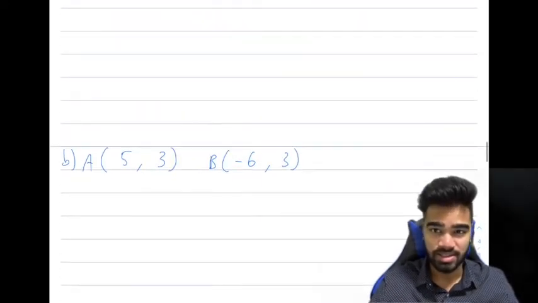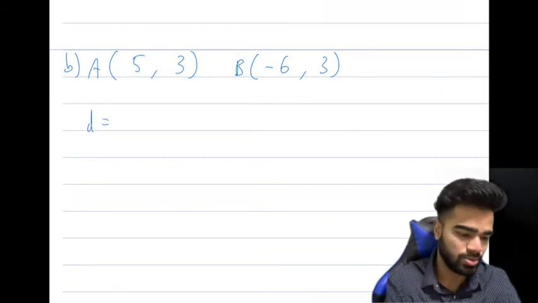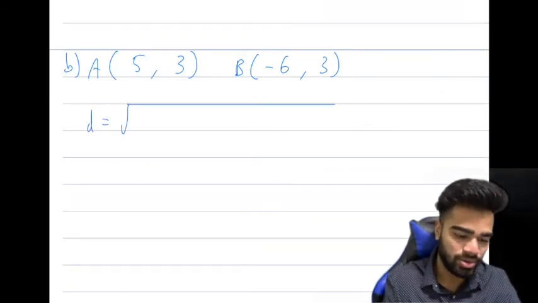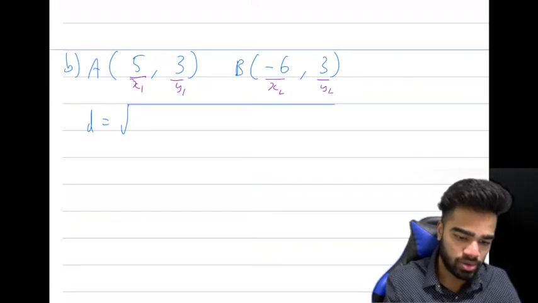So that's distance applied. We're going to do another, similar question just to show you. It's the same thing. We'll do one more question. So distance, square root of, again, I'll label for you guys. We have x1, y1, x2, y2.